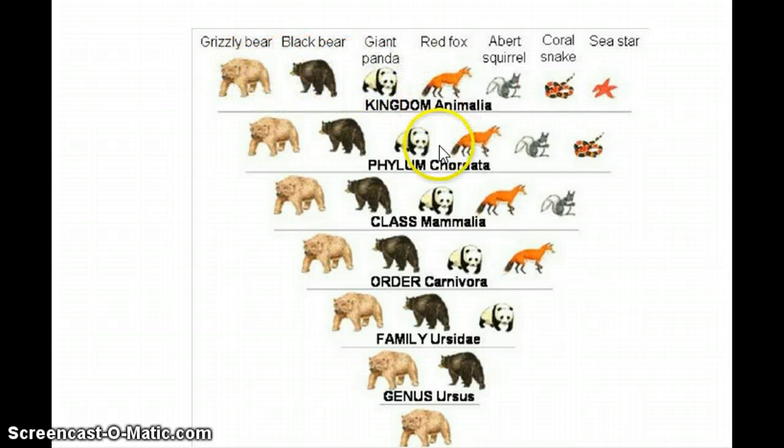So if we break it down further, if we look at just one phylum within that kingdom, phylum Chordata. Chordata is the category of animals that have a spinal column. Then that eliminates the sea star. The sea star is an invertebrate. It does not have a notochord, so it can't be called a chordate. We'll be getting into that classification later in the semester, but for now we're just using this as an example.